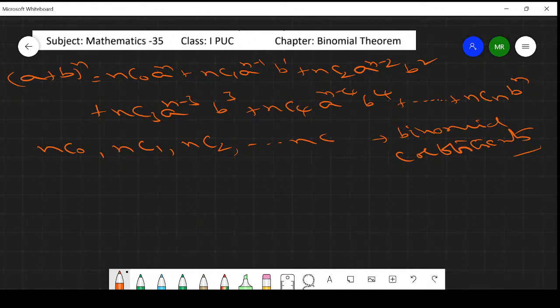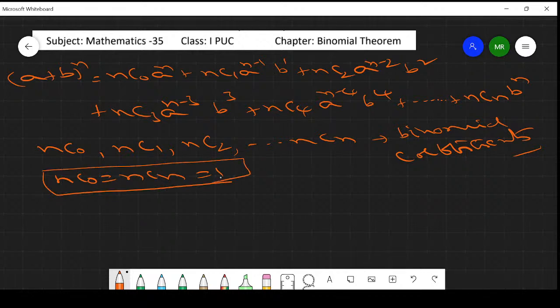Generally in permutation and combination, we know how to find these nC0, nC1 values. Anyway, I will try to remember here. nC0 and nCn both are equal to 1. Please remember.